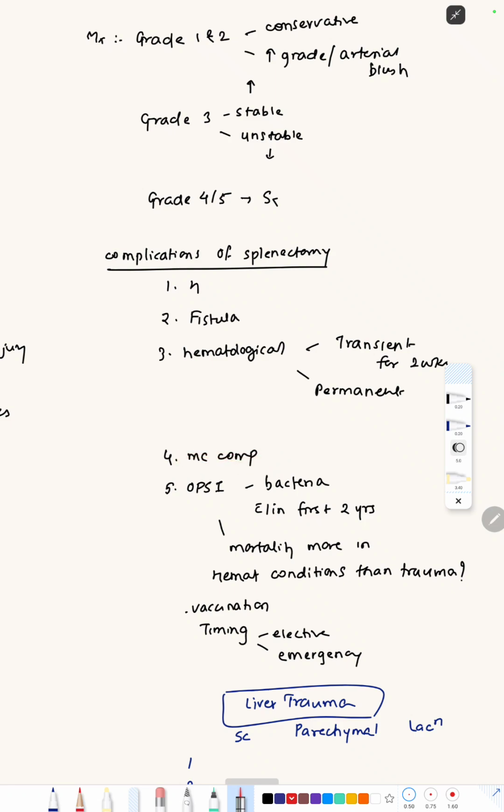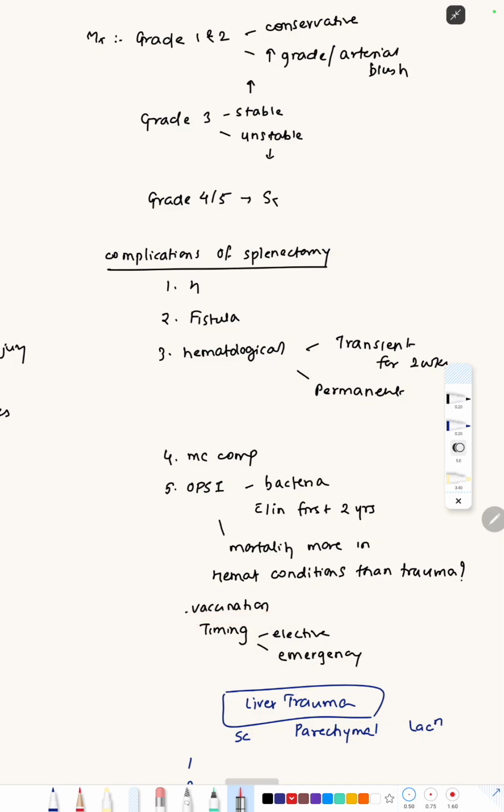The most common complication, however, is going to be left lower lobe collapse. So there is a left lower lobe atelectasis or left lower lobe pneumonia, which is the most common complication post splenectomy. Then opportunistic post splenectomy infections, that is OPSI. In that, the bacterial infections which are seen are more common in the first 2 years. They are pneumococcus, which is the most common, then meningococcus and Haemophilus influenzae B. Mortality is more in hematological conditions than in trauma conditions. Why? Because in trauma conditions, some splenic bits can be retained and they can perform their function.